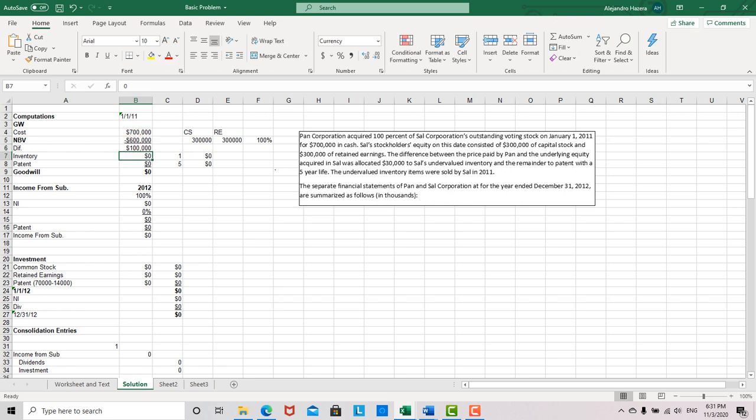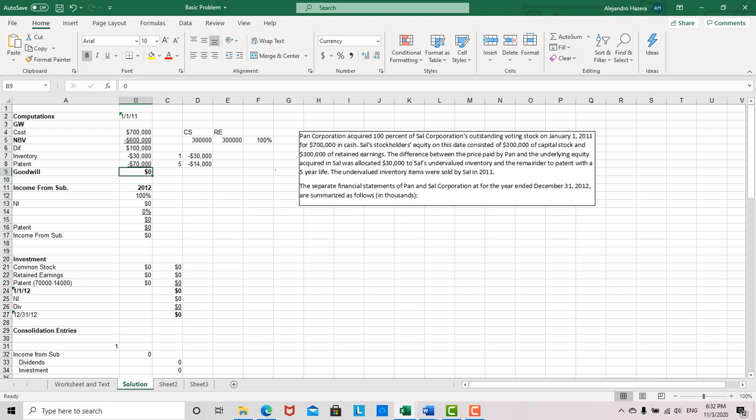overpayment is obviously $100,000. Now, according to the problem, inventory is undervalued by $30,000, which means that the fair market value is greater than the book value, so you subtract it. We're going to take out inventory all at once because it's a current asset, and the patent is the remainder of the difference, and the patent has a 5-year life. Just for posterity's sake, I'm going to make that 0, so we can work it all the way down.